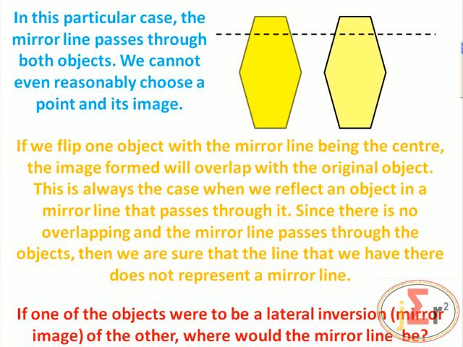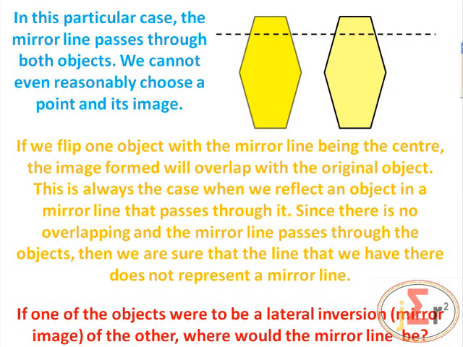If one of the objects were to be a lateral inversion mirror image of the other, where would the mirror line be? You have to show me, Jerry, on the diagram. If one of these were to be a mirror image of the other, where would you put the mirror line? And he's saying that he would put it in the middle. Show me, draw it on the screen, how you put it in the middle.